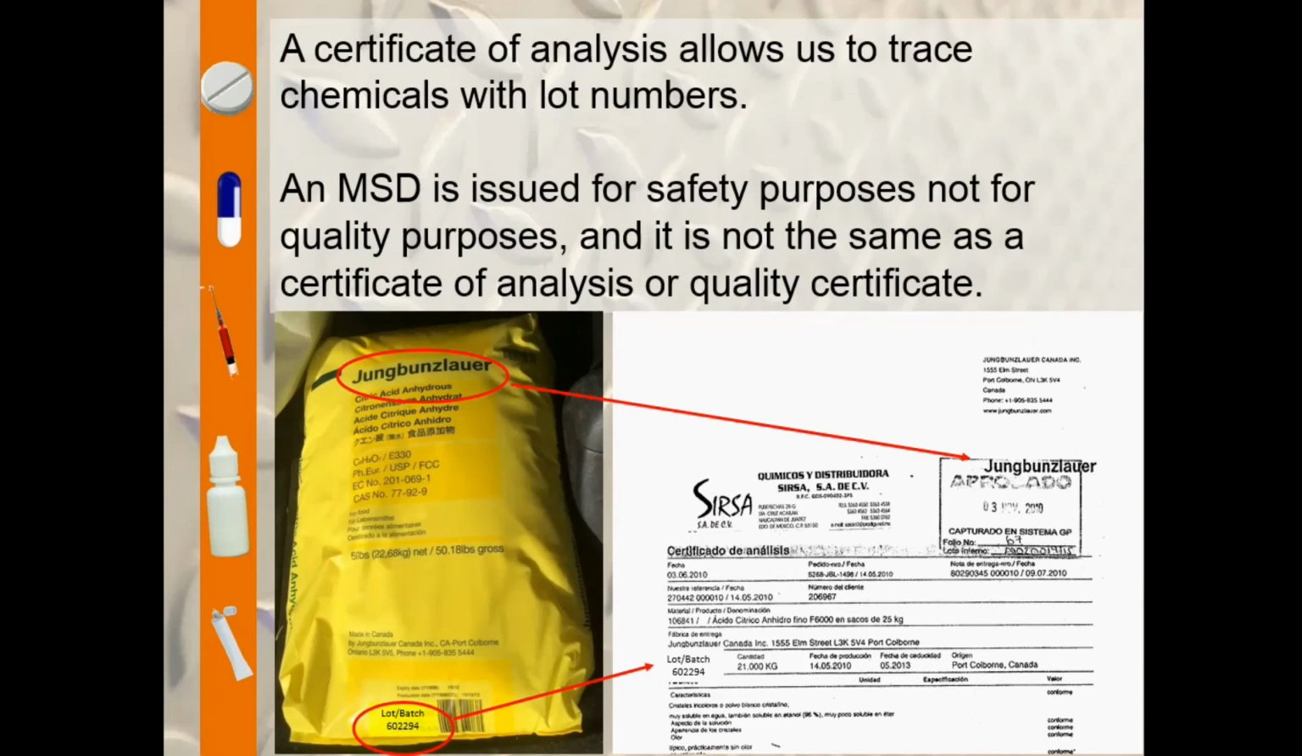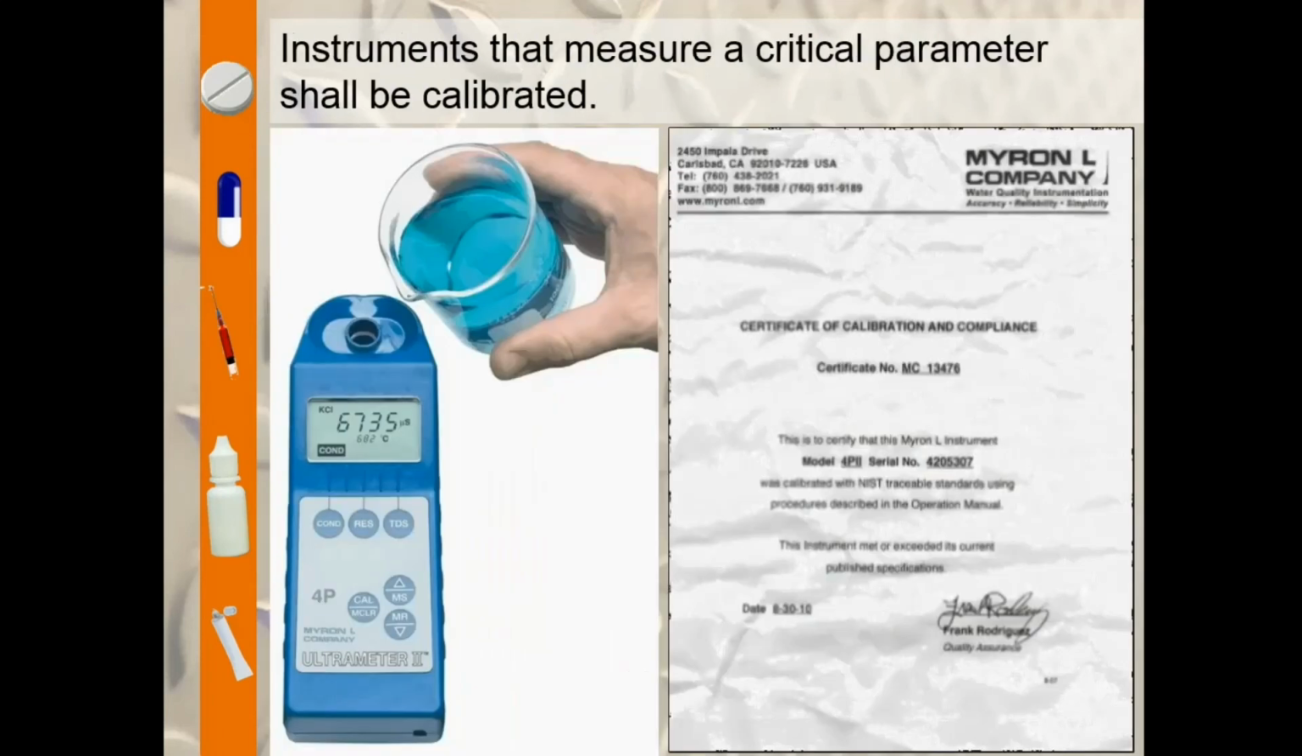An MSDS is not the same as a quality certificate. A quality certificate allows us to trace the chemicals with lot numbers. Additionally, a quality certificate or certificate of analysis provides a detailed report of impurities in a substance. Here we can see a portable conductivity meter and its calibration certificate. Conductivity is critical to prove the removal of the residues.